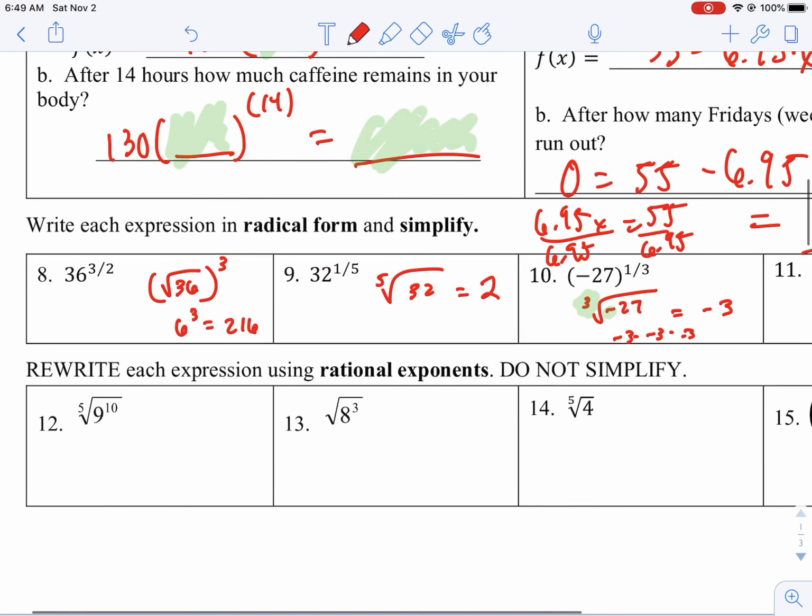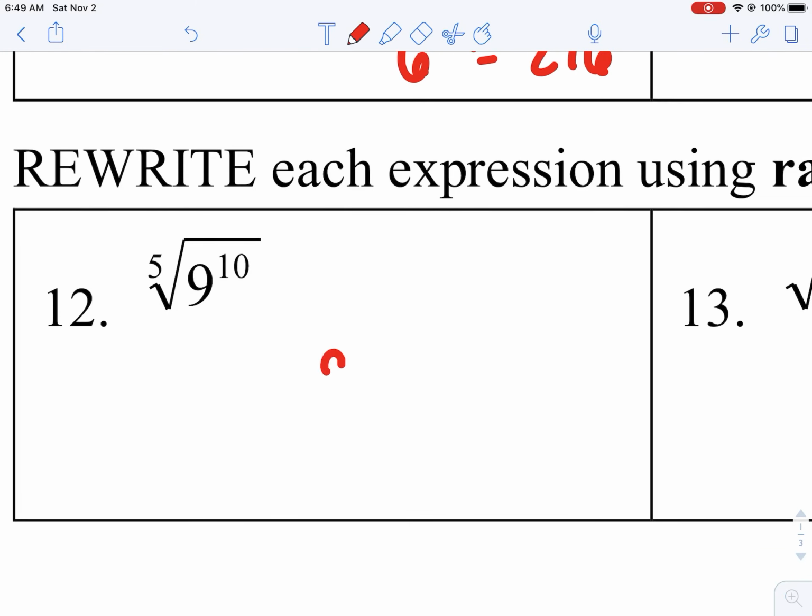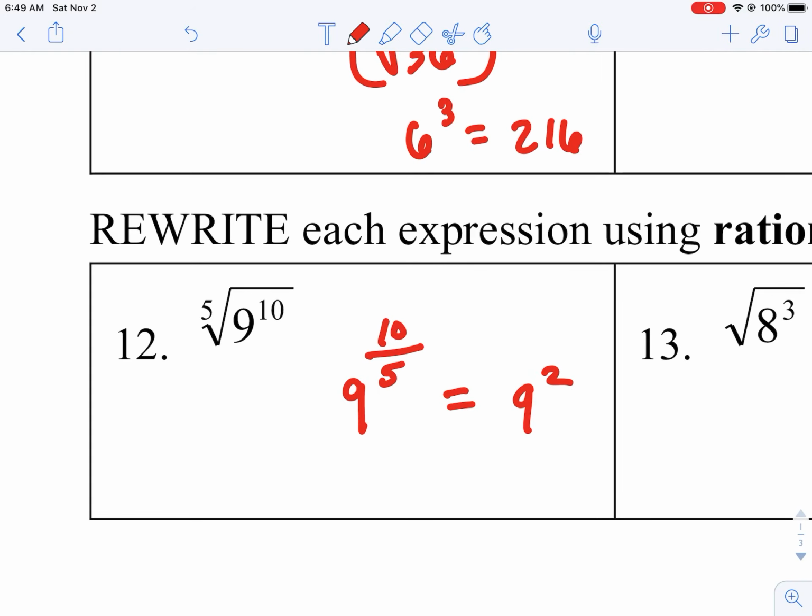Write it as a rational exponent. Do not simplify. Nice. So we have 9. That goes on bottom, so 5 on bottom, and then 10 on top. Which I think you could write as 9 squared if you wanted to. Which equals 81.